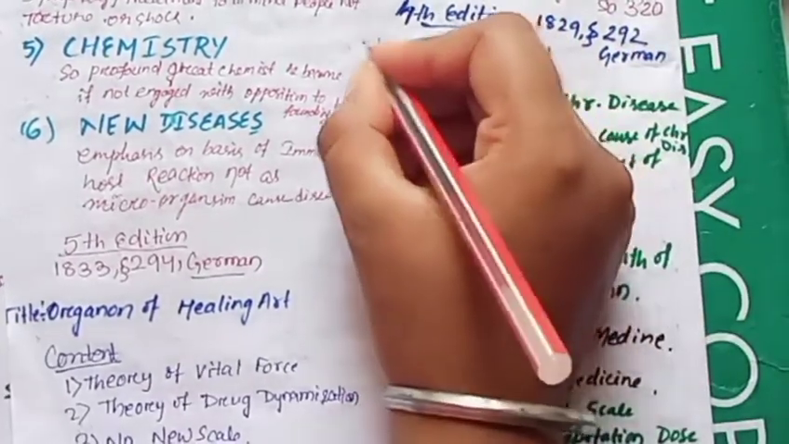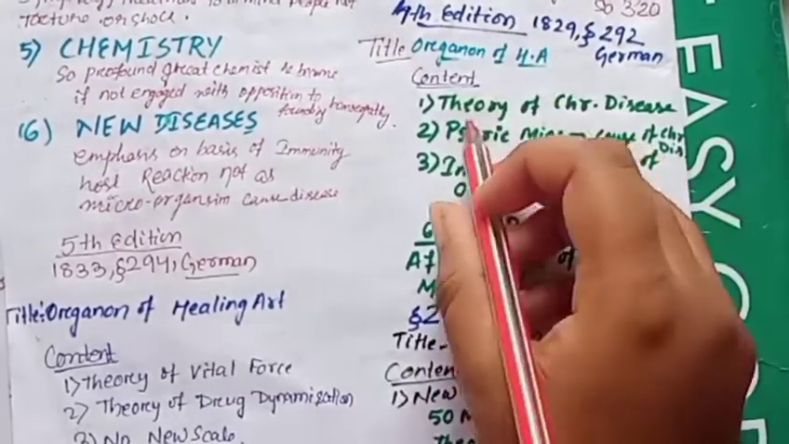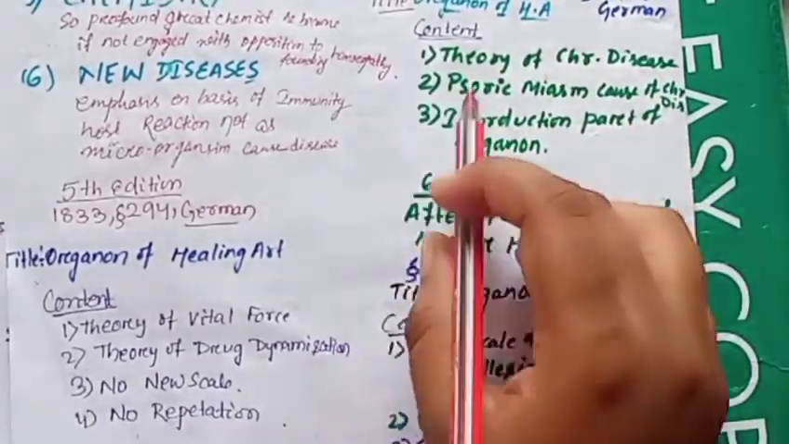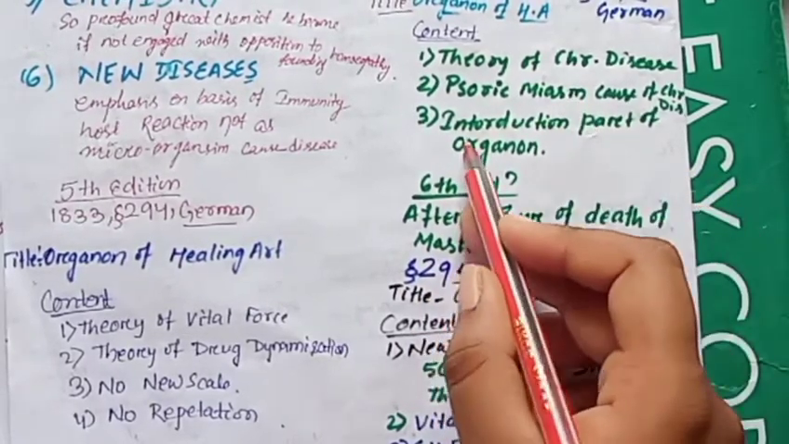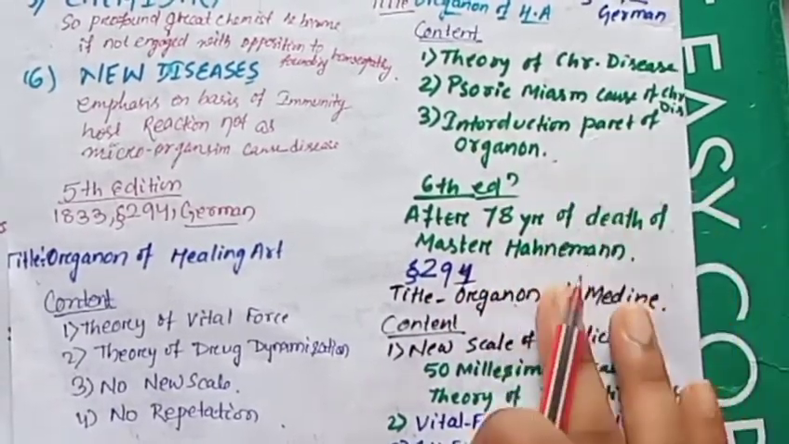The title is Organon of Healing Art. Here the theory of chronic disease is contained. Psora, syphilis and sycosis, the chronic miasms, were introduced for the first time in this edition, along with the introduction part of the Organon.